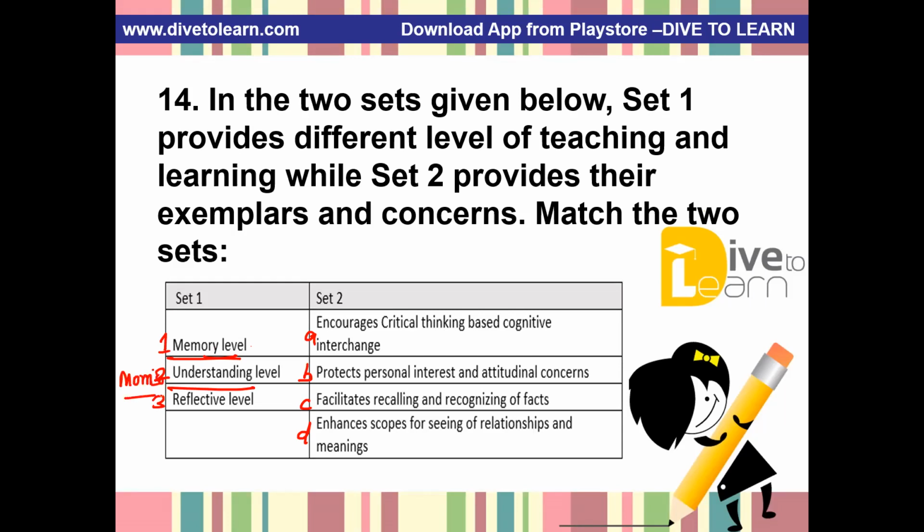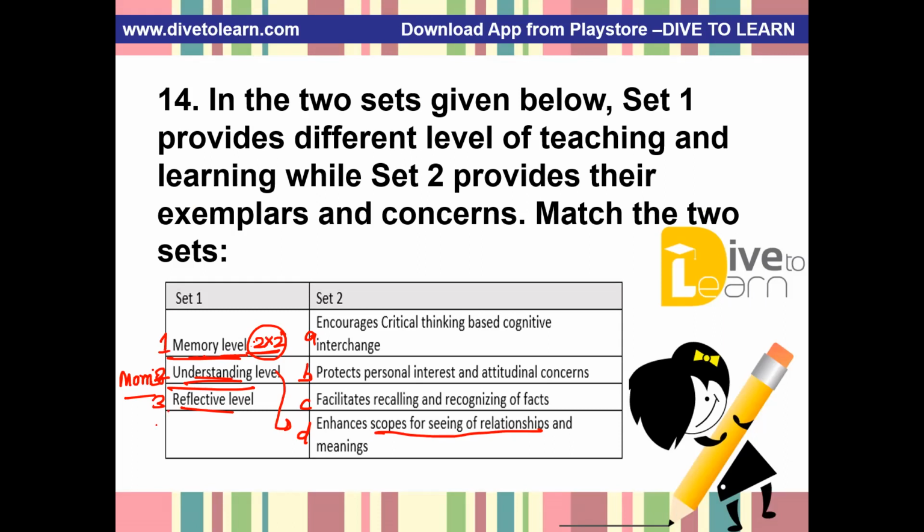Morrison gave this concept of levels of teaching. Once you have understood that, let's say at the memory level you are taught that 2 ones are 2 or 2 twos are 4, then at the understanding level you will be taught about the relationship between facts. So here in the understanding level, you have scope for seeing the relationship between the aspects. And the reflective level is the highest level of teaching.